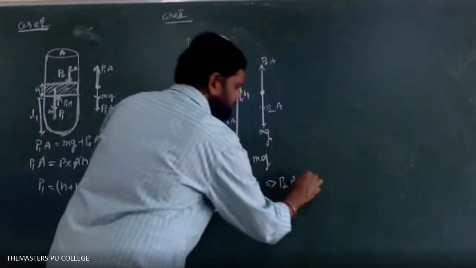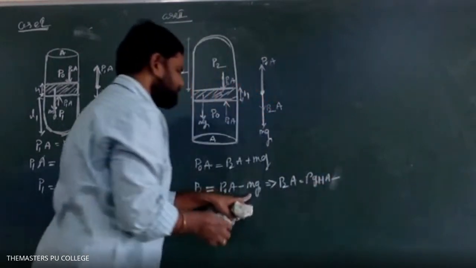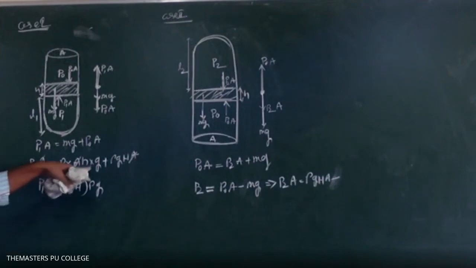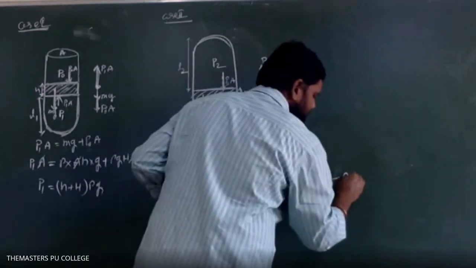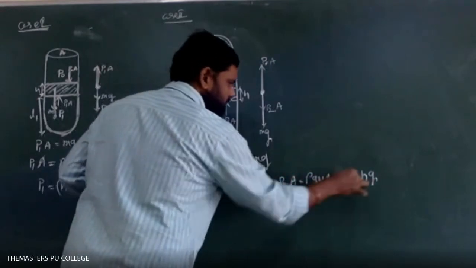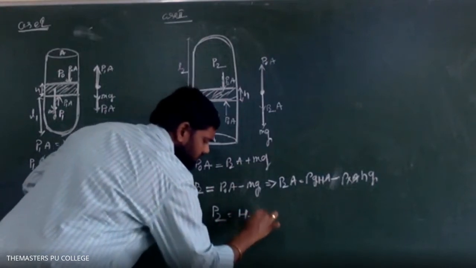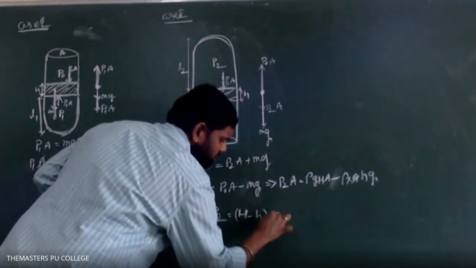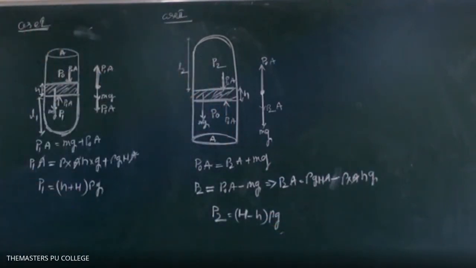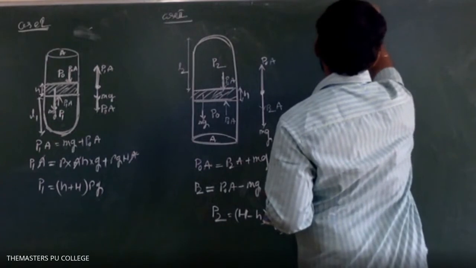So P2A equals P0 which is rho G H into A, minus m. Already we got mass is equal to density into volume, which is density into area into height. Therefore, mass is rho into A H, times G. So A gets cancelled. Then we can write P2 equals capital H minus small h into rho g. We can write that. Okay, next to case 3, let us see case 3.